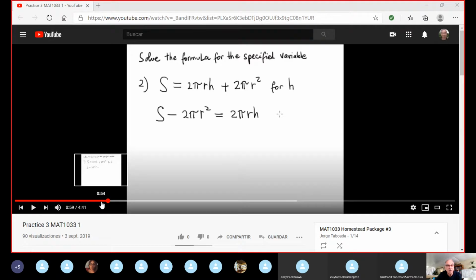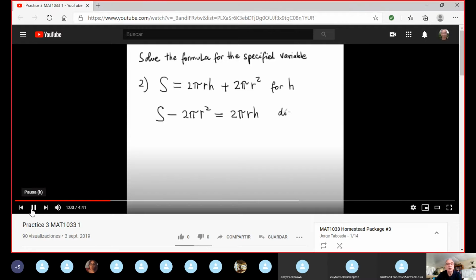Okay, my original number 2 problem is capital S equals 2 pi r h plus 2 pi r squared, and you have to solve for h. I am explaining that you subtract first the term that does not contain h, and finally divide both sides by 2 pi r. S minus 2 pi r squared divided by 2 pi r is equal to h.